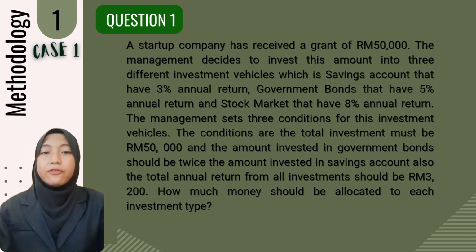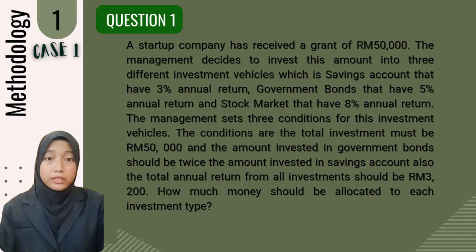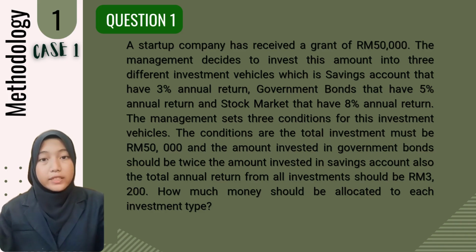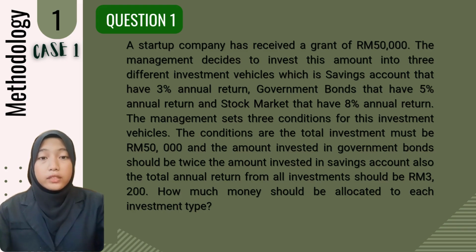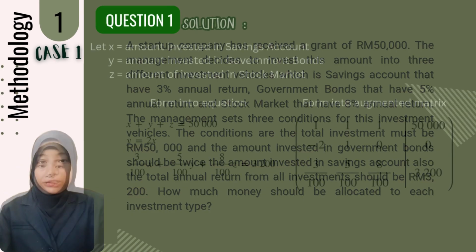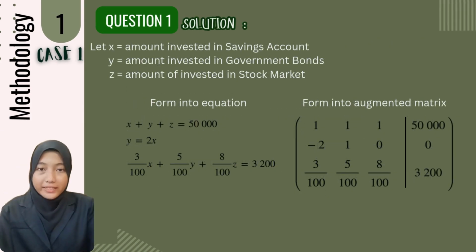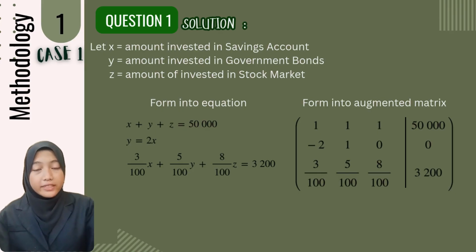The management sets 3 conditions for this investment. The conditions are the total investment must be 50,000, and the amount invested in government bonds should be twice the amount invested in the savings account. Also, the total annual return from all investments should be 3,200. How much money should be allocated to each investment? First step, we let X be the amount invested in the savings account, Y the amount invested in government bonds, and Z the amount invested in the stock market.